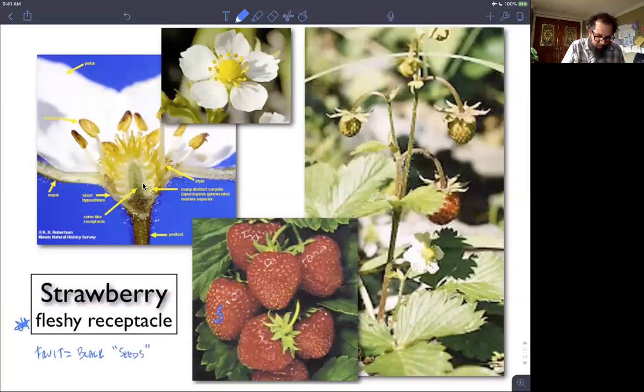What these actually are is single-seeded, hard fruits. We call them indehiscent fruits. They're fruits that don't open up at maturity. I'm not too worried about that terminology, but these are actually a fruit type called an achene. And that's a single-seeded, hard, indehiscent fruit. These are all arranged on a nice, juicy, fleshy receptacle.